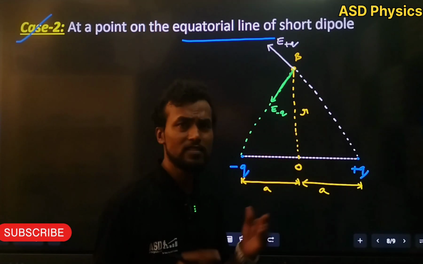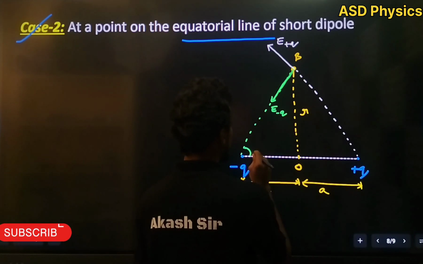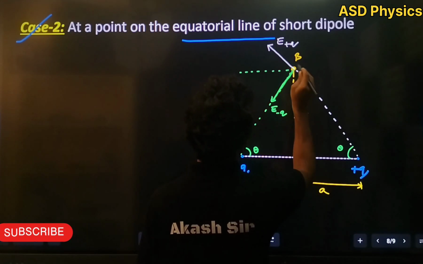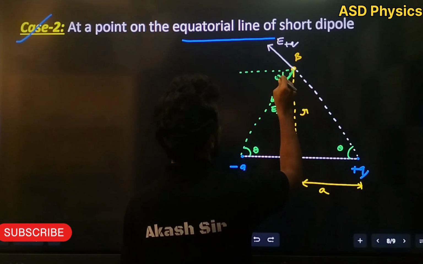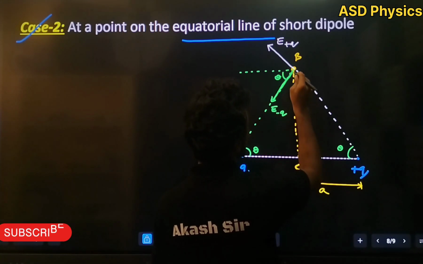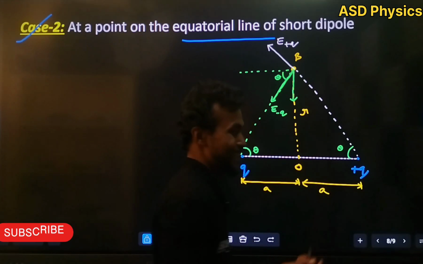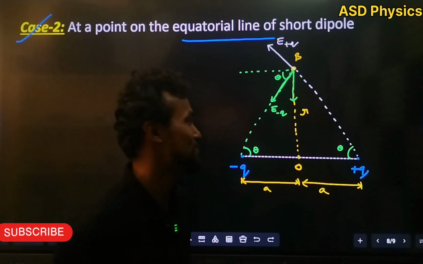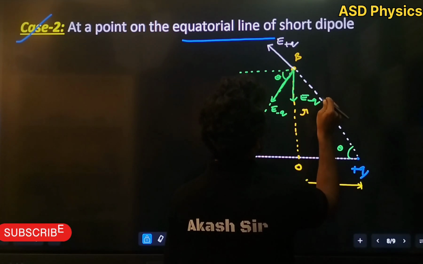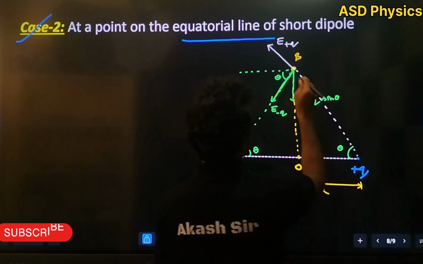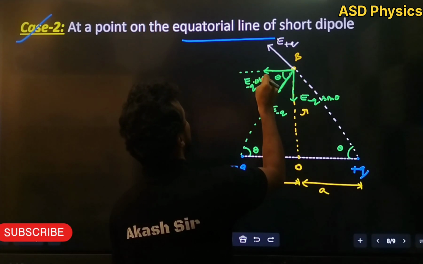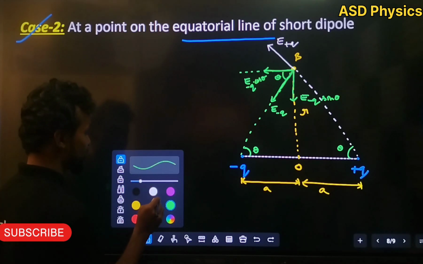Now, both triangles are identical. That means if this angle is theta, this angle is also theta. Draw one dotted line here. Now can we resolve the electric field? Normally we resolve velocities, so that slipped out, but okay. So this side component is E minus q sine theta, and this side component is E minus q cos theta. Now we have resolved the electric field.